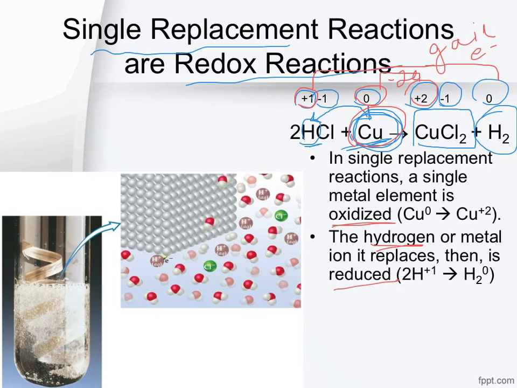And metals in general like to be oxidized. I don't know if you remember this, but metals have very low ionization energies. They tend to become cations and give up electrons. So you will very often see that metals are oxidized and that nonmetals are reduced.